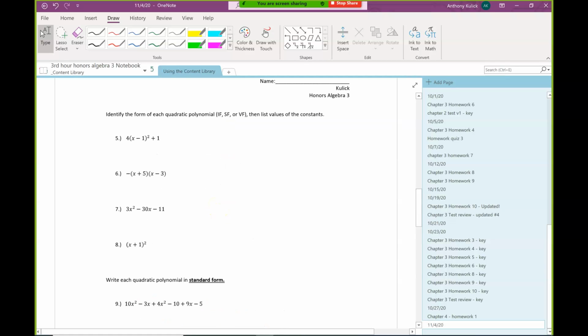So here we're just asking whether it's in intercept form, vertex form, or standard form. Number 8 you could interpret as either vertex form, where the h is -1, the k is 0, and the a is 1, or you could have thought about it as intercept form, where the a is 1, the p is -1, and the q is -1. Either of those two responses would be correct, and really you should have written both of them.